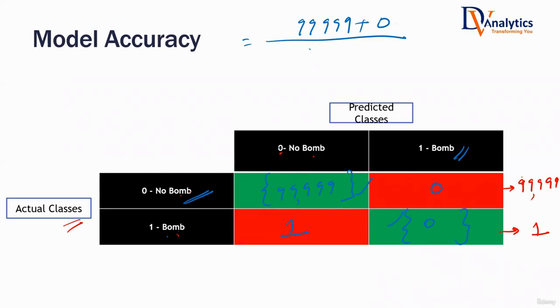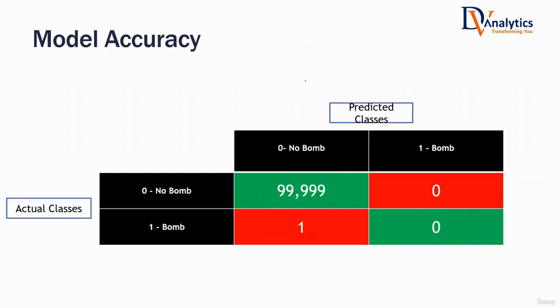What will be in the denominator? Overall number of rows. How many overall number of rows are there? 1 lakh are there. So this is the numerator, this is the denominator. Tell me what is the accuracy here? 99,999 divided by 1 lakh, which is 99.999% accuracy. So this model is 99.999% accurate.